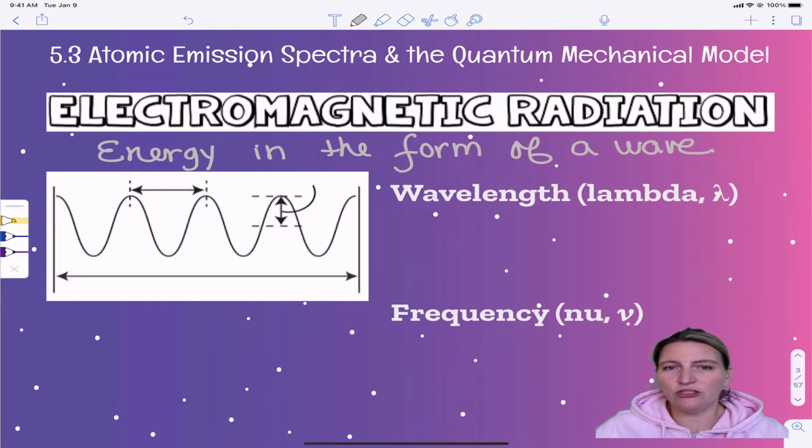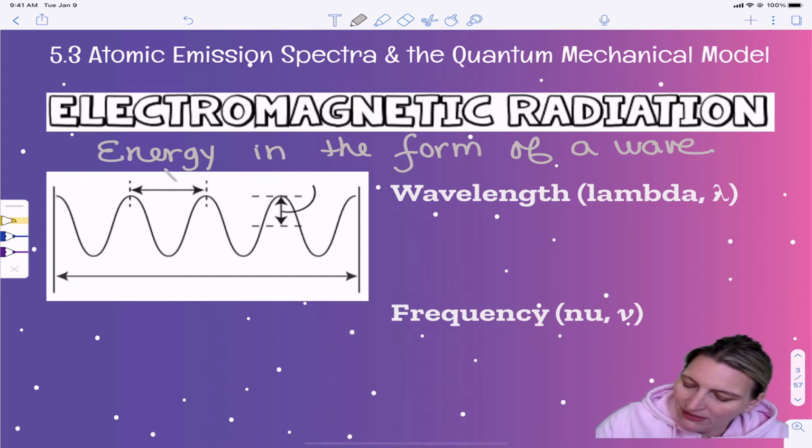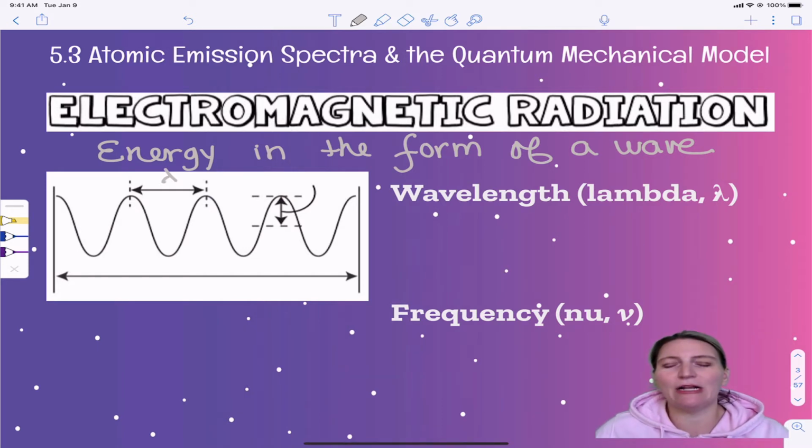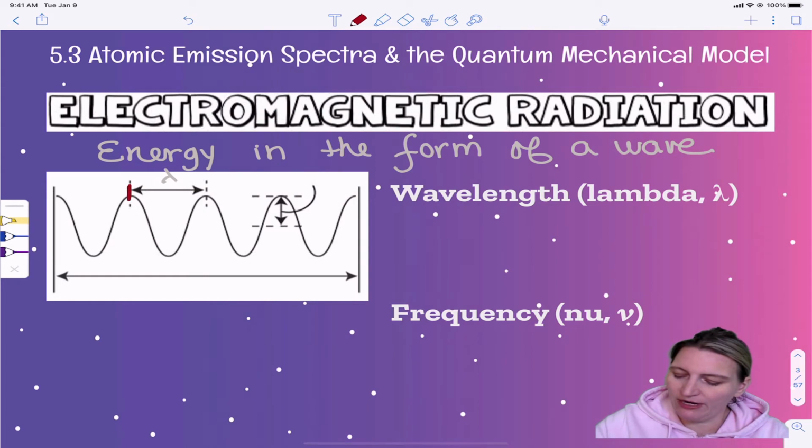And so this energy in the form of a wave has characteristics that all waves have, specifically wavelength and frequency. Wavelength is symbolized by the Greek letter lambda. It looks like an upside down Y. So wavelength is symbolized by lambda, and it is literally the distance between two peaks on a wave. So the distance between, right here, one peak and another peak.